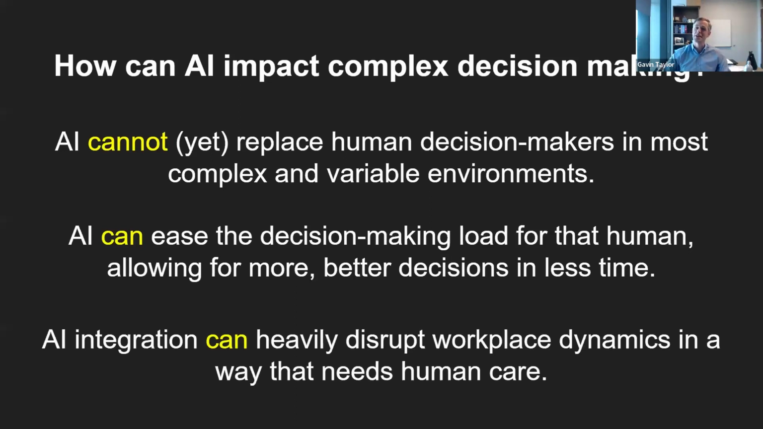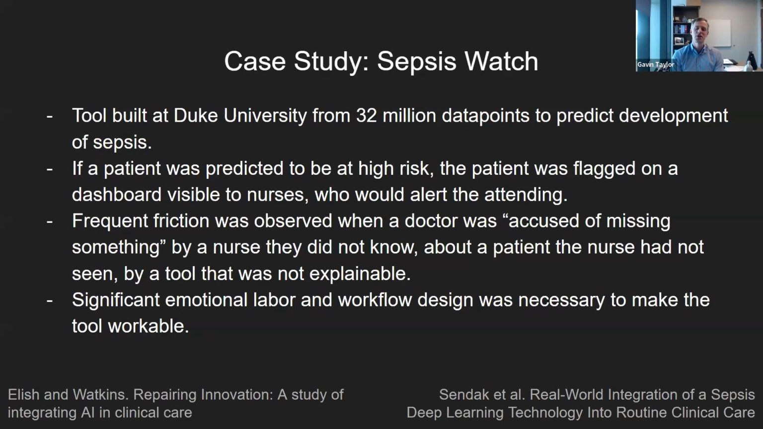But when you integrate that artificial intelligence into that process, that can heavily impact the workplace dynamics. Just the idea that you have a new, highly capable system making recommendations to people can really impact how that organization works. And so I have a case study here that really illustrates this example well, I think. Down at the bottom are some citations in case you're interested in this.